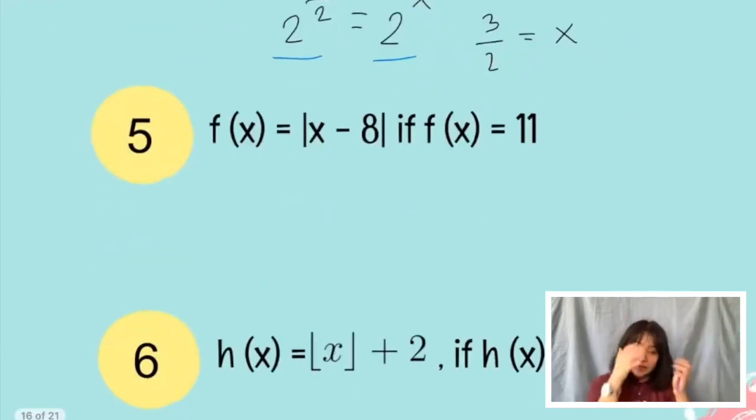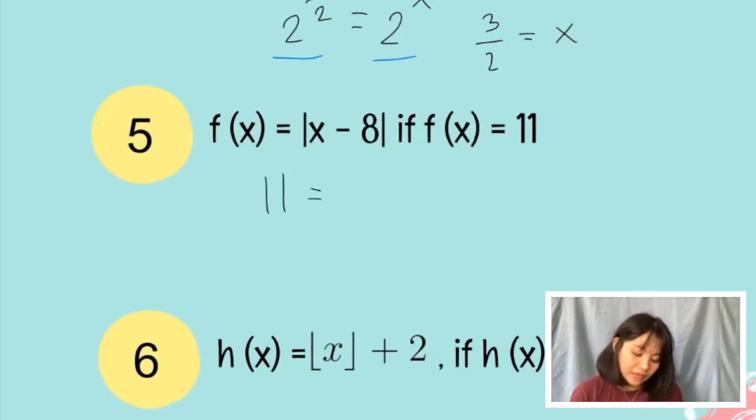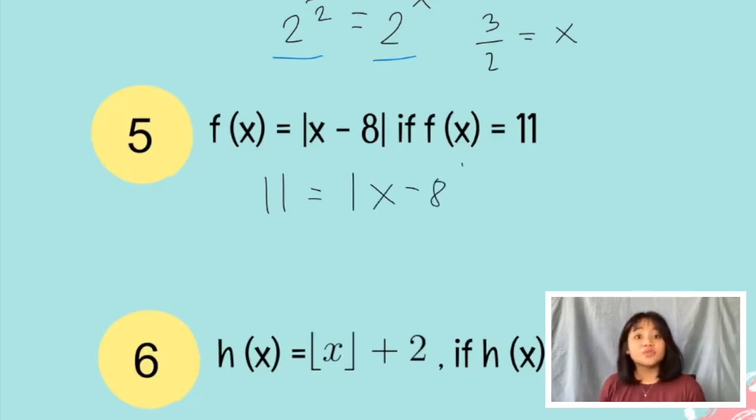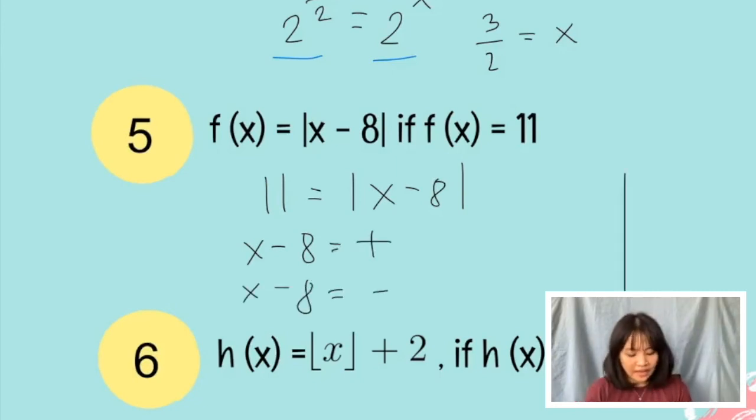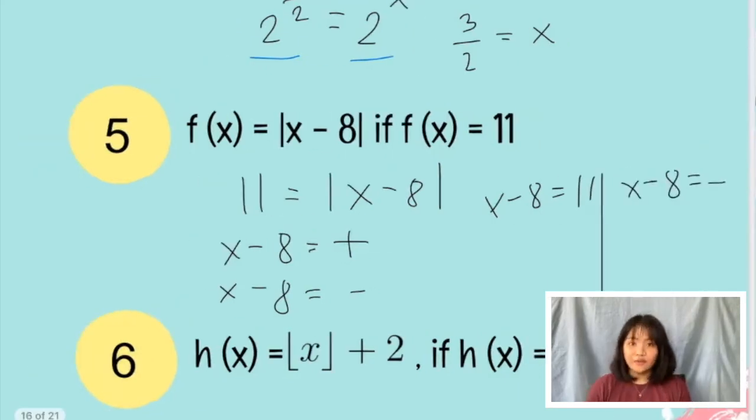How if we're given an absolute value? Okay, 11 equals the absolute value of x minus 8. If we're given an absolute value, there are two things to consider. It can be positive or it can be negative. So that means your x minus 8 there can be positive, or your x minus 8 can be negative. We have two cases. First, x minus 8 equals positive 11. Second, we have x minus 8 equals negative 11.